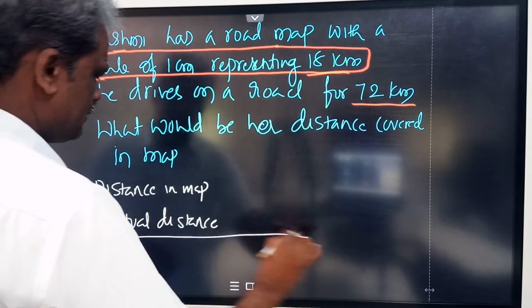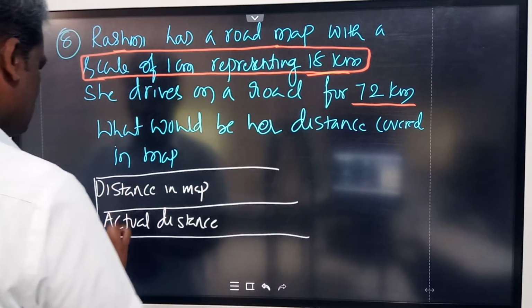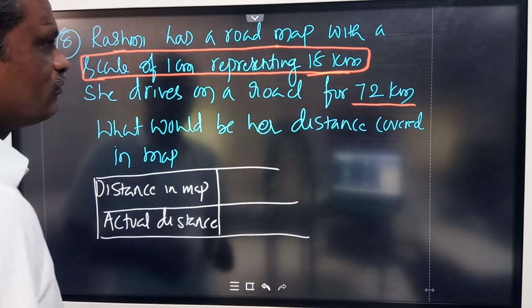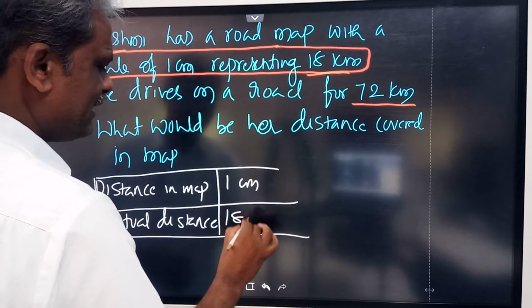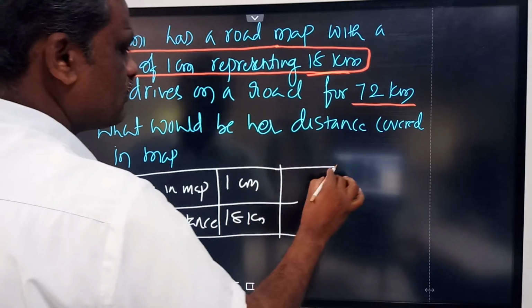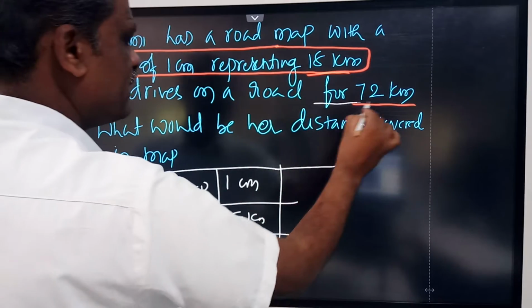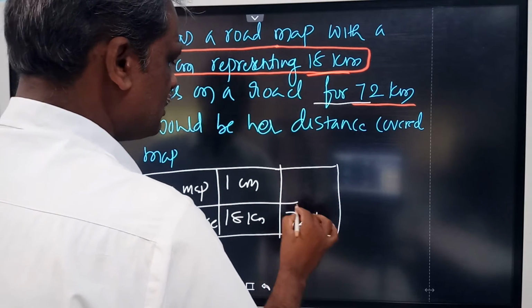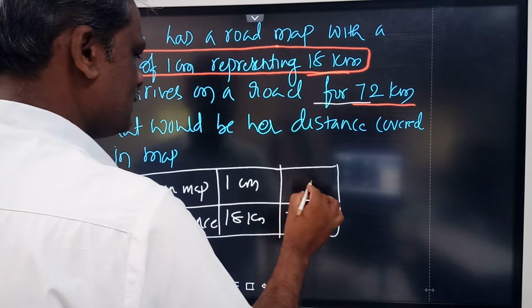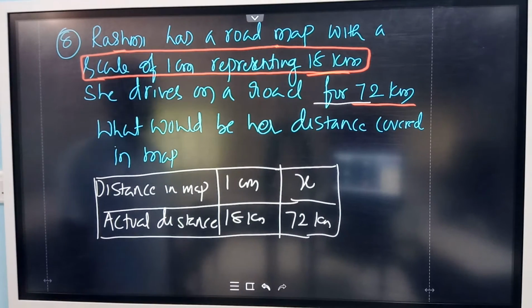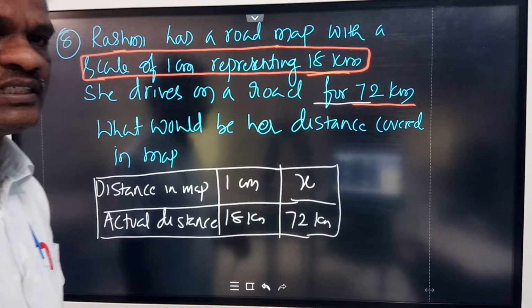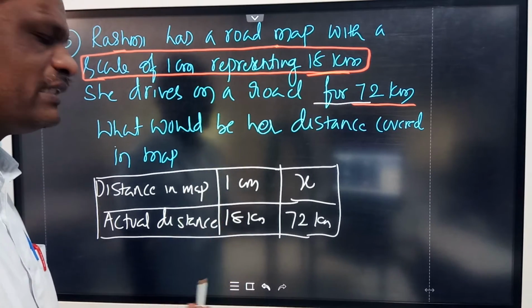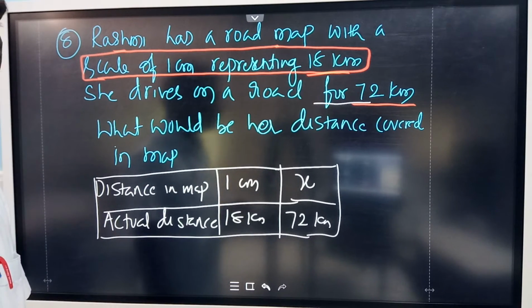Actual distance covered. So if you represent 1 centimeter for 18 kilometer, distance in map 1 centimeter, actual length here 18 kilometer. Now your question is, if the distance covered is 72 kilometer, so what is the distance on the map? So you can write here x. So it is in centimeter, it is in kilometer. Okay. So now the ratios will be always constant, you know. So now you can convert this into centimeter and do this.